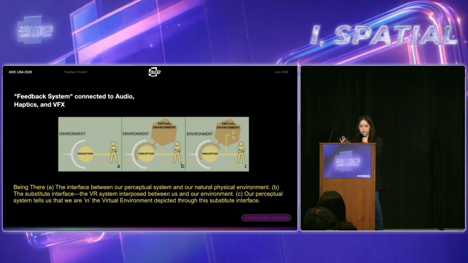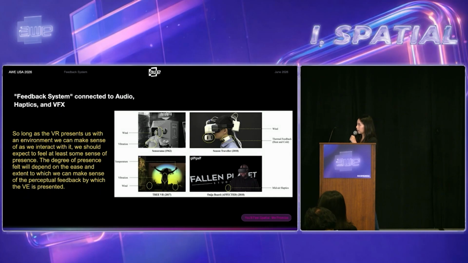If your interaction is about precision and placement, you should lean on the visual. For the next point, as long as the VR represents an environment we can make sense of as we interact with it, we should expect to feel at least some sense of presence, just like these pictures show as an example. These are from research papers. And the degree of presence felt will depend on the ease and extent to which we can make sense of the perceptual feedback by which the VR is presented.